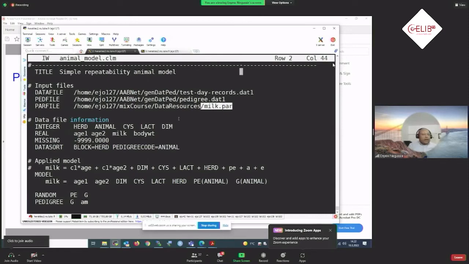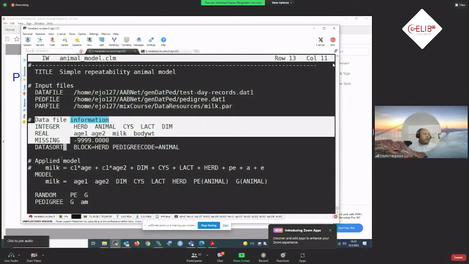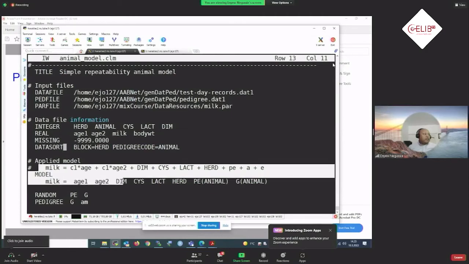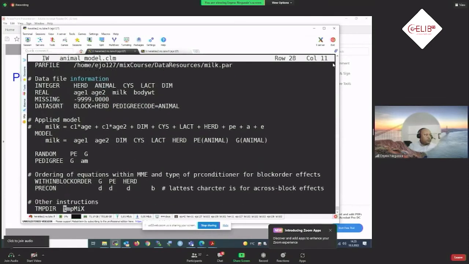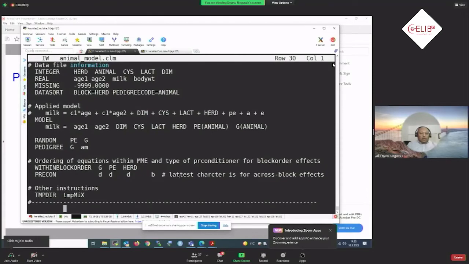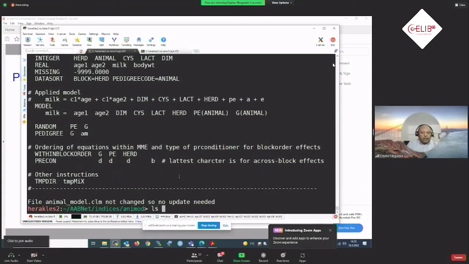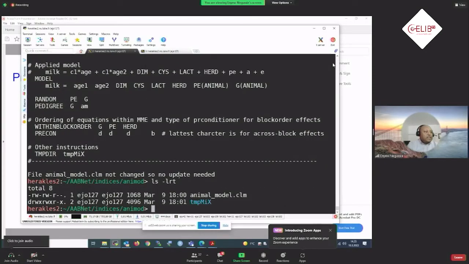Here is my Mix 99 run. I think with Raphael you have done this already. Here I described my data file very well. Then I describe my model here. Anything with a hash sign is commented out, that is, not read by the program. So everything looks nice. Now I run Mix 99.